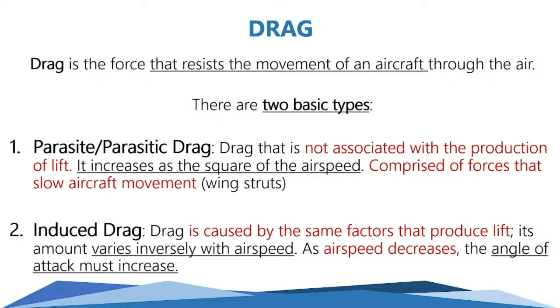So drag is the force that resists the movement of an aircraft through the air. There's two basic types of drag. We call it either parasitic drag or induced drag. The first one, parasitic drag, is drag that is really not associated with the production of lift. And what we like to say is it increases as the square of the airspeed increases. For those of you that need an image, I'll show you an image here in a second of what that actually looks like.